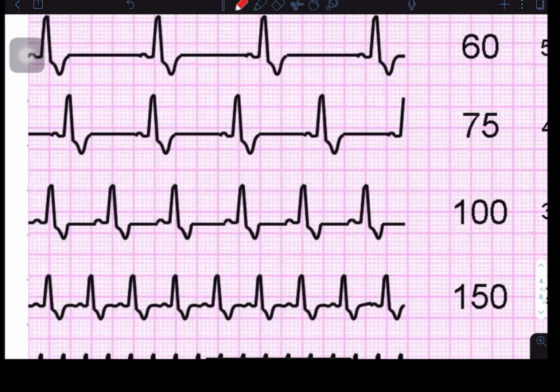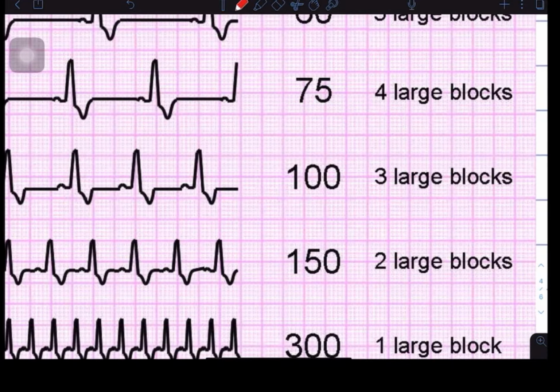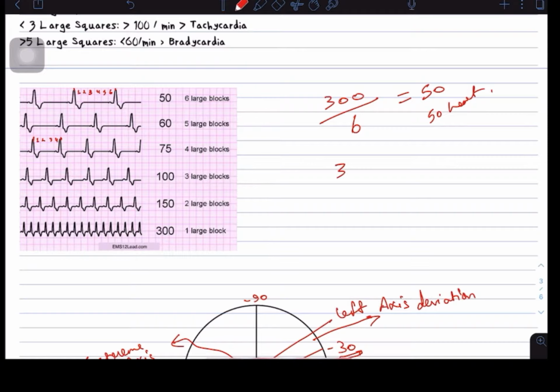Again, let's see this one. This is the R wave, this is the R wave. So it's on the line. So we see 1 box, 2 box, 3 box, and 4 box. And we divide 300 by 4 boxes, which is equal to 75. So 75 is the heart rate of the wave.